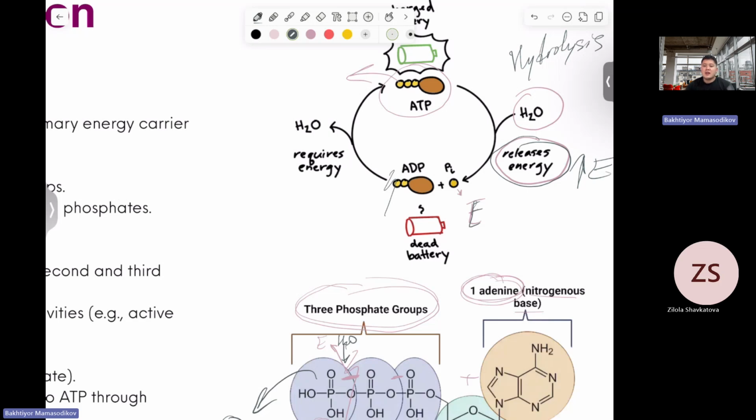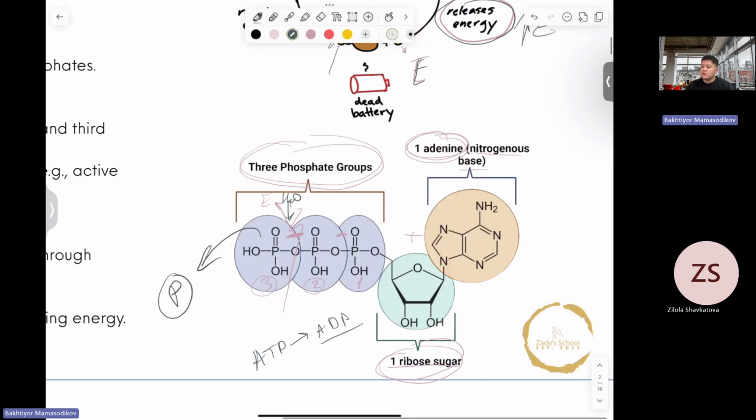Okay, so what happens after ATP is used? When you remove a phosphate, what happens when your ATP is used? It becomes ADP. What happens if you use this ADP as well? What happens if you use the second phosphate? You used the first. If you use the second phosphate as well, you will be left with AMP.